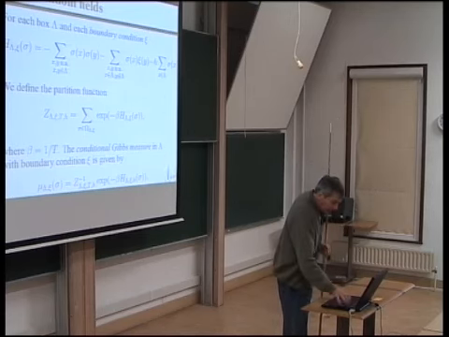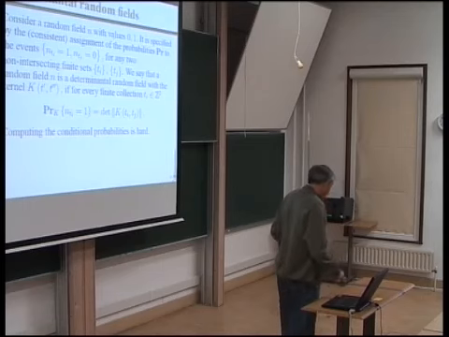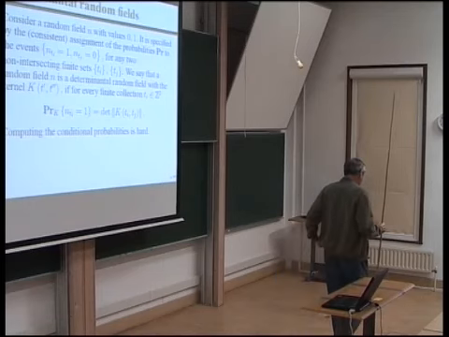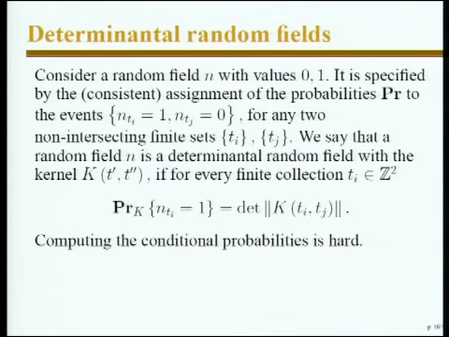On the other hand, determinantal random fields are random fields for which the correlation function is something easy to write down, while the conditional distributions sometimes are very hard to obtain.